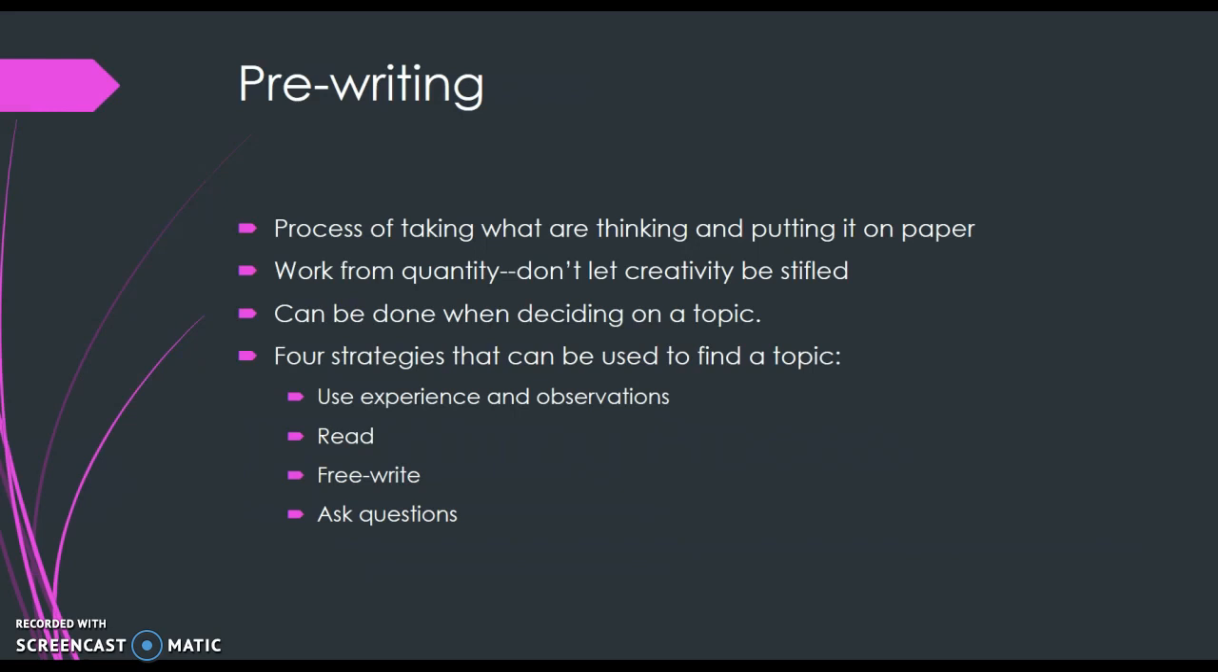Don't let your inner critic come out, because that's when things kind of stop and your creativity, as I mentioned before, gets a little bit stifled. You can do this to find a topic. You can do pre-writing after you found a topic. It really doesn't matter. You can pre-write to just generate some general ideas. 4 strategies that we'll talk about in depth for pre-writing are using your experience and observation, reading, free writing, and then asking questions. So those are 4 really good strategies that you can use to just find a topic.